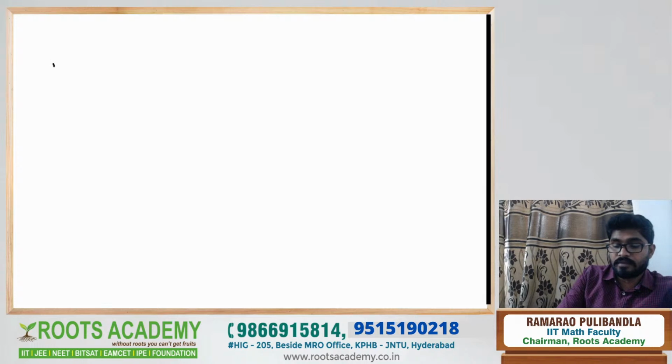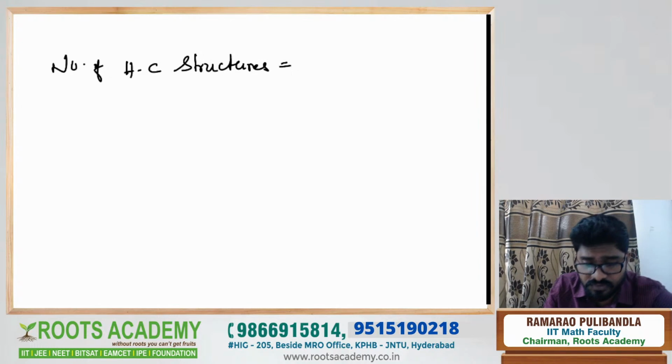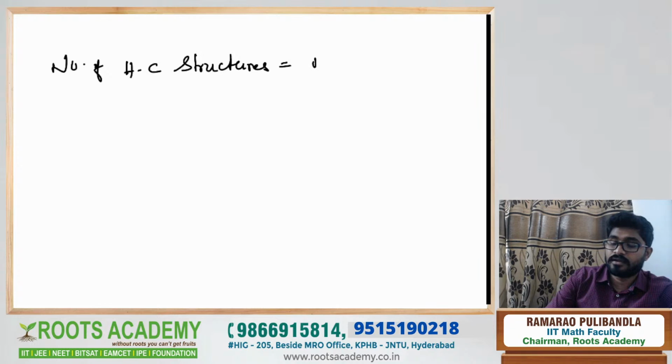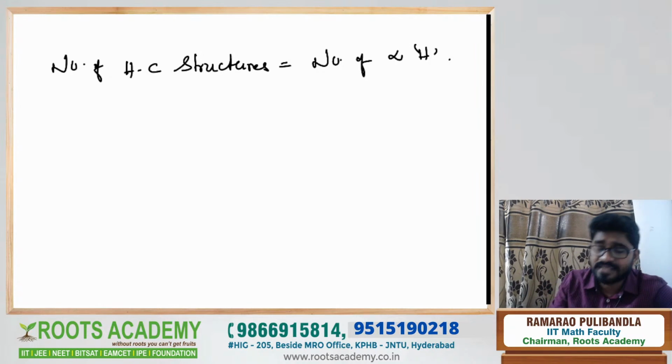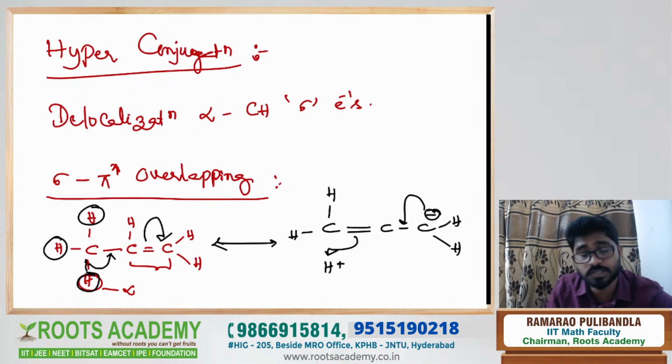Right. Number of hyperconjugated structures is equal to the number of alpha hydrogens. So how many alpha hydrogens are there? That many structures we can write. So here how many are there? 3 are there. So 3 are possible for the alpha.